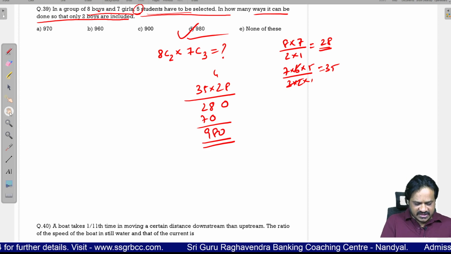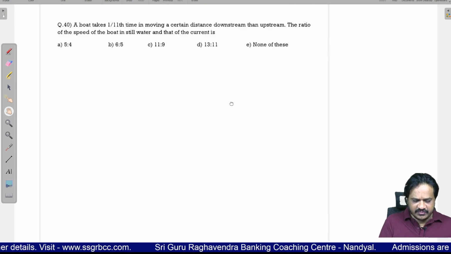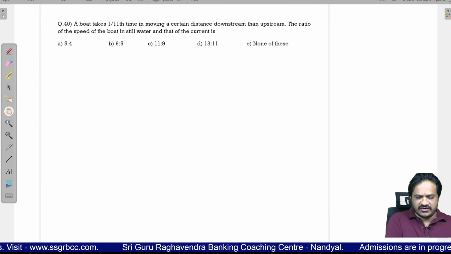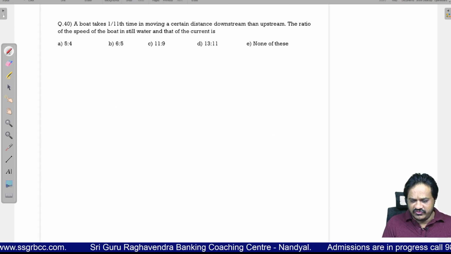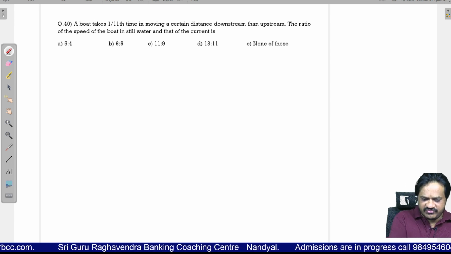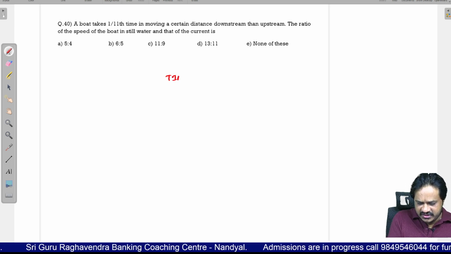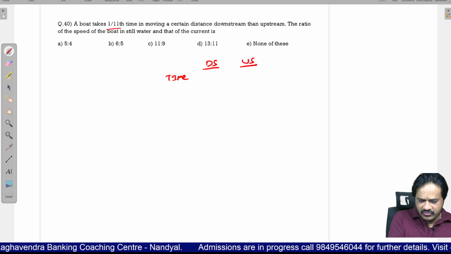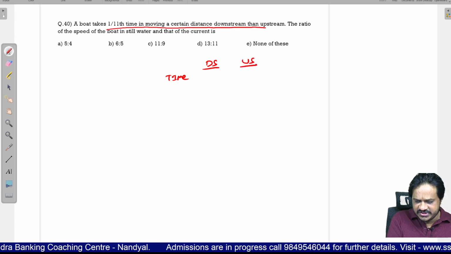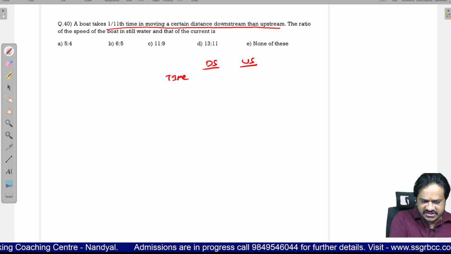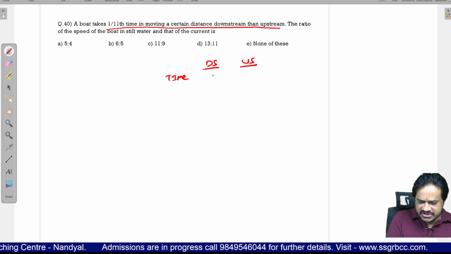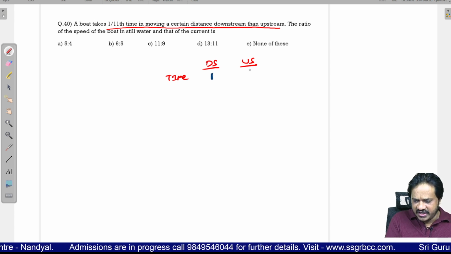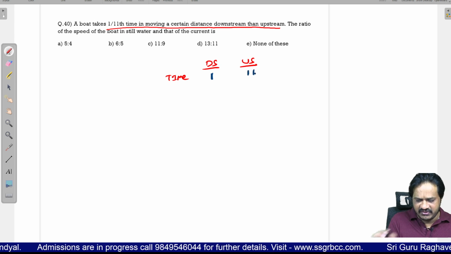Let us see the last question. A boat is taking 1/11th of the time in moving a certain distance downstream than upstream. So here, downstream and upstream. 1/11th of the time in moving certain distance downstream than upstream means time taken for downstream will be 1 part, time taken for upstream will be 11 parts.